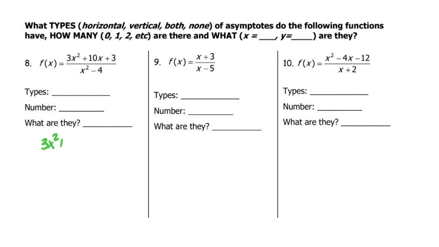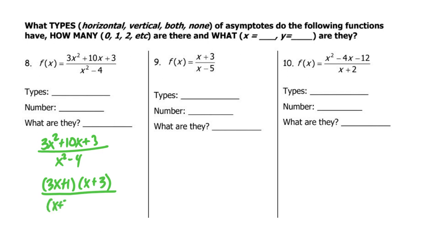So we have 3x squared plus 10x plus 3 over x squared minus 4. Everywhere you see an x squared, you want to factor. If you factor the top, it's going to be 3x plus 1, x plus 3. You can just regular factor that. I don't expect you to do that in your head, I just don't want to show the work. And then the bottom is going to be x plus 2, x minus 2. Then we need to see if anything cancels, which it doesn't.